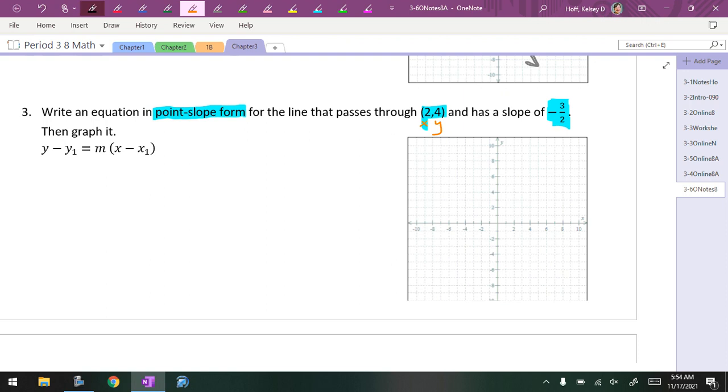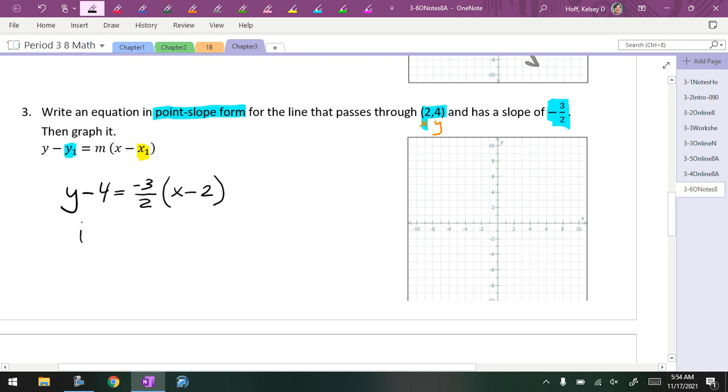All right, so if I'm going to write my equation, y minus y1, my y-coordinate, which in this case is 4. Y minus 4 equals, my slope is negative 3 over 2, parenthesis, x minus, my x-coordinate is 2. I do not have any double negatives in my y's or my x's, so I actually don't have any adjustments to make, and that is my final equation.